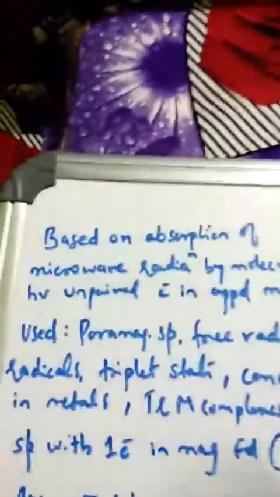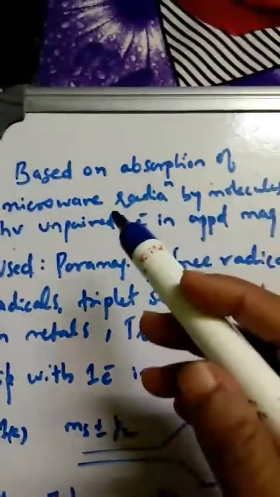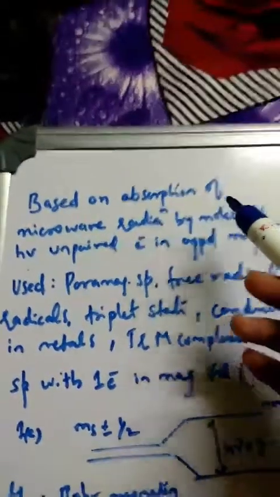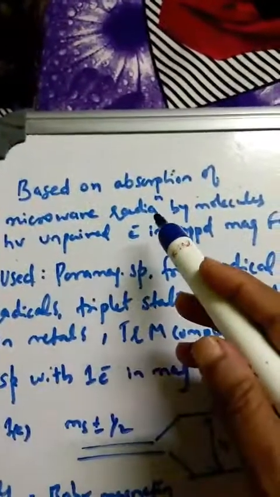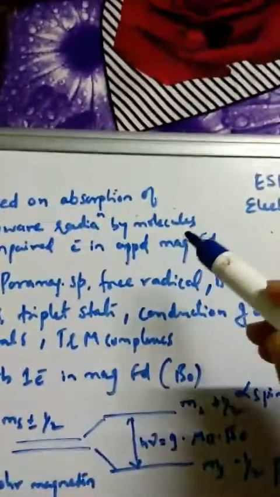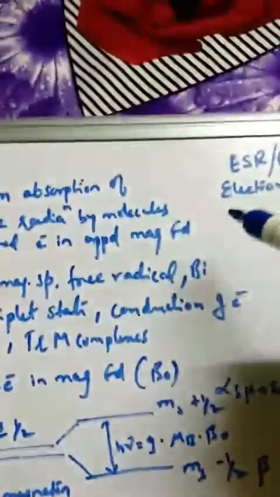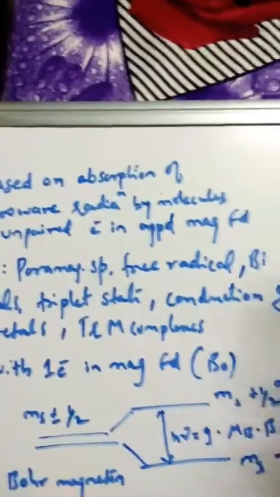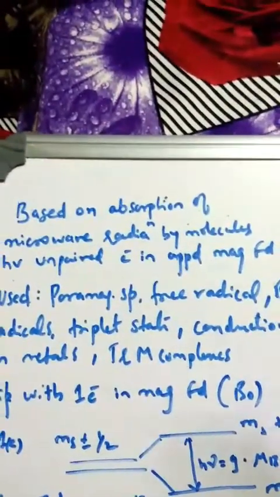So what is this? This is the spectroscopy which is based on the absorption of unpaired electron radicals, having a single electron, by microwave radiation, by the molecules having unpaired electrons in the applied magnetic field. Unpaired electron, so that is radicals, one electron is there. And this is a spectroscopy used where the microwave radiation is applied.